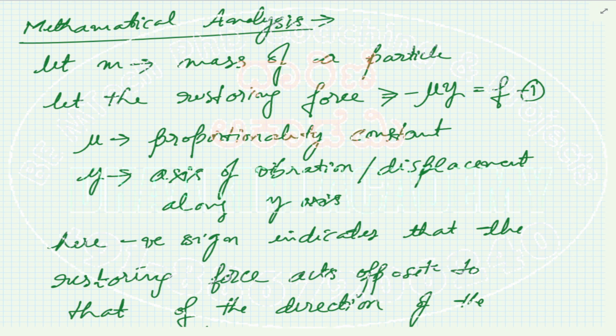So already we have seen that in case of a free vibration, the force acting on a particle or the body is proportional to the displacement. So more displacement, more force. That's why F is proportional to y. In order to replace the proportionality sign by equal to, we'll put mu over there, and F becomes equal to mu into y in such a case.